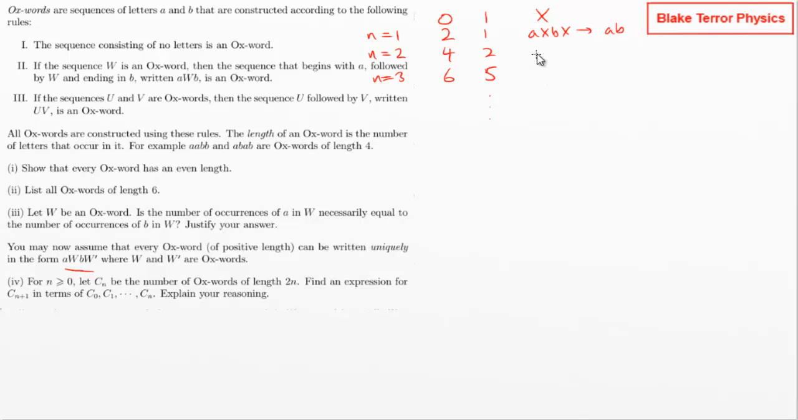Then we would be taking that AB and putting it back in here again. So now for length 4, W or W prime could be AB, and the other one would have to be empty. So you could do AXBAB, or you could do AABBX. So there are our 2 options, which give us our 2. That is ABAB and AABB, because the X's we're just ignoring. So that gives us 2. Right, so we're getting some kind of permutation thing going on here.